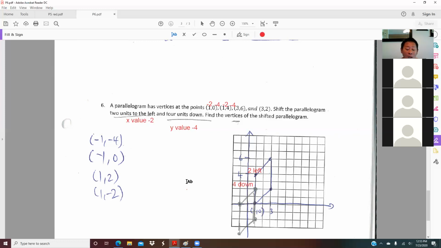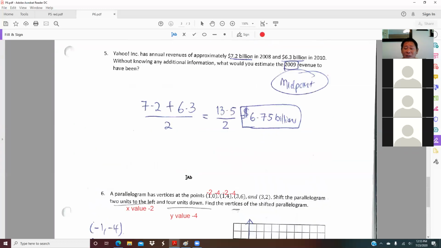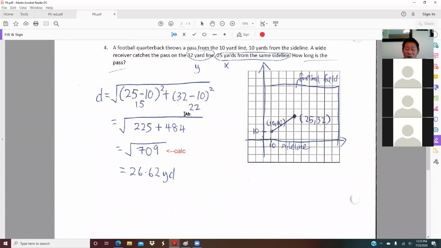Okay, so this is how P6 is not very tough. The only difficult part is the distance formula that we talked about here. So it won't take you a long time to do P6 actually. It's very straightforward, very easy.